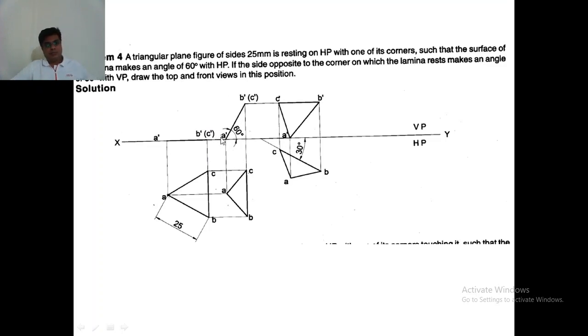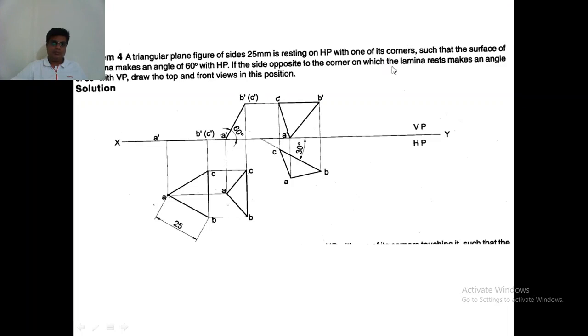So if you look at the previous problem, here the plane is the same, it's an equilateral triangular plane, and the side is also the same, 25 mm. Okay, and it is resting on HP. So the plane is resting on HP. How is it resting on HP? With one of its corners.